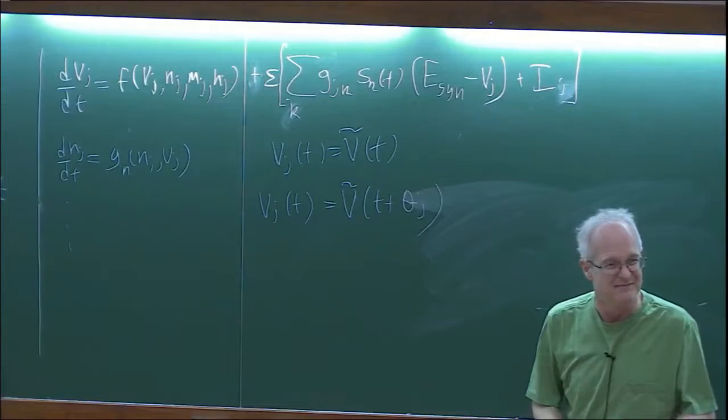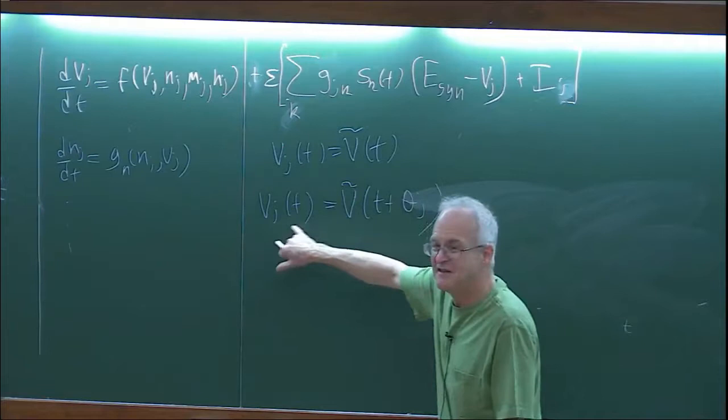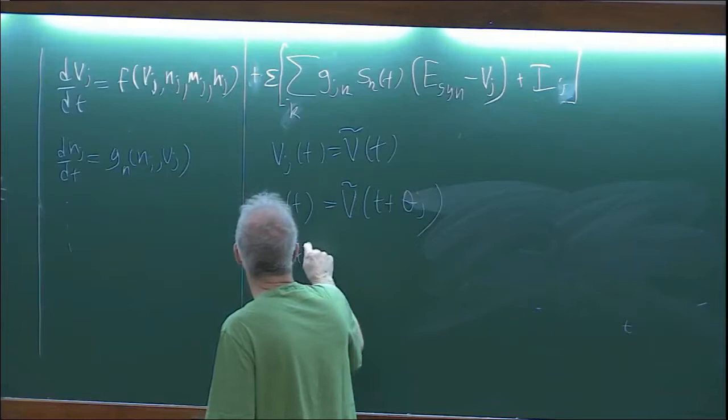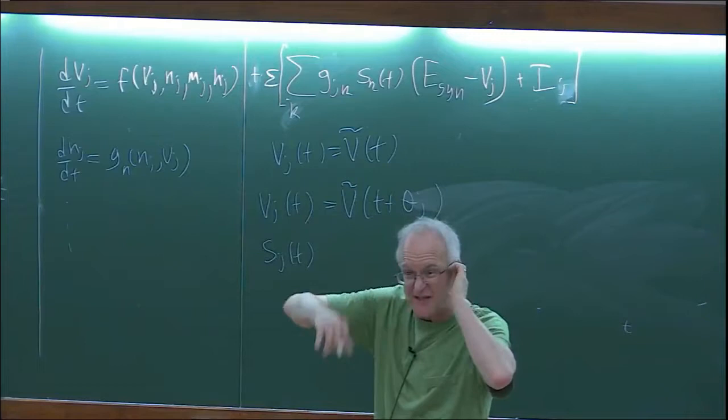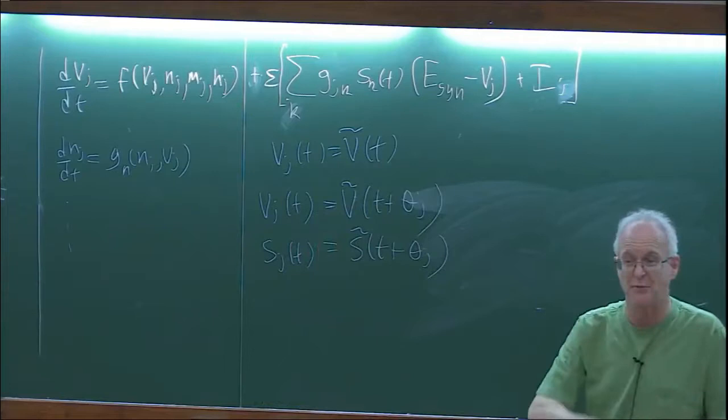So let's apply this theory to neural oscillators, all right? So from this, we have the shape of the voltage, all right? And we also have s_j of t. We'll assume all the synapses have the same shape, okay? But they're just shifted. So they have some particular shape.